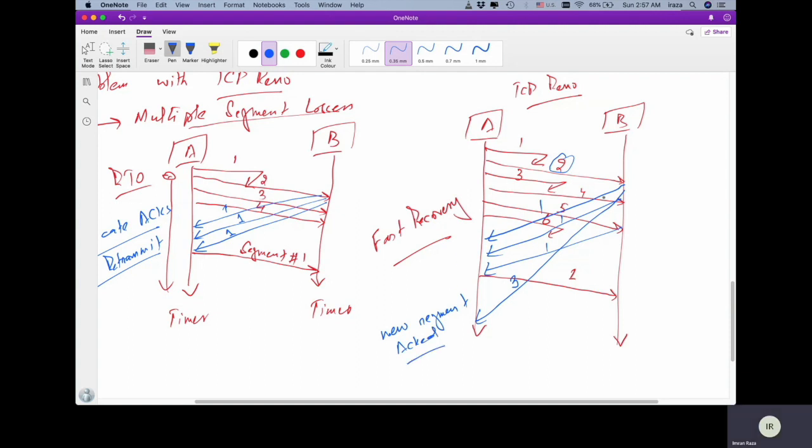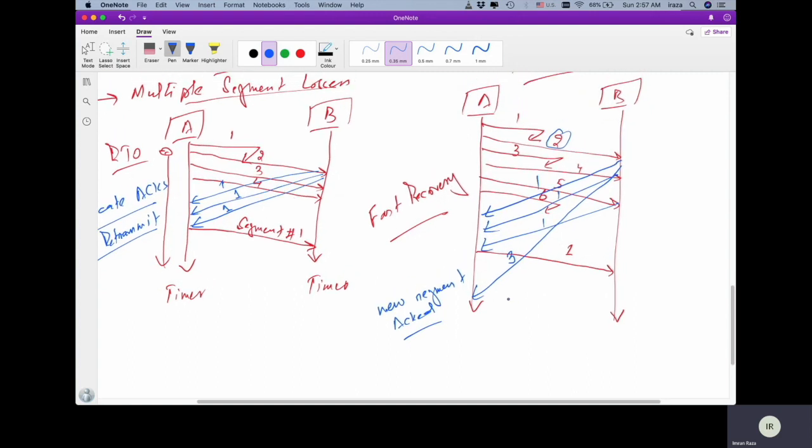Immediately upon receiving the acknowledgement 3, the TCP Reno will exit this fast recovery mode, right? And that's why it fails in addressing the multiple segment losses. And this is happening because of partial acknowledgement. So this acknowledgement here, 3, is called partial acknowledgement.